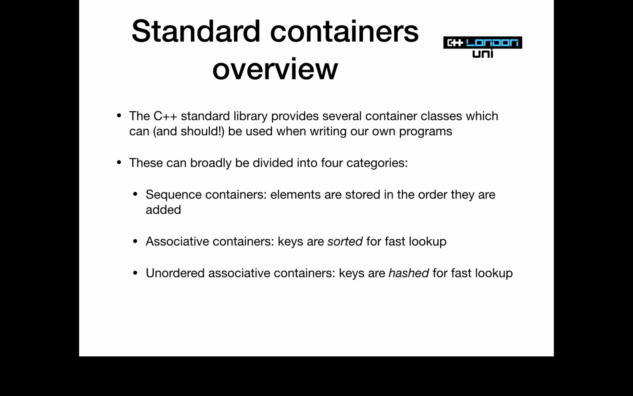Then we have what C++ calls the unordered associative containers. These are what in other languages get called hash maps and hash sets. So these are very similar to the associative containers. The interface is very similar, but the implementation is a bit different. They use hash functions, and there are slightly different trade-offs according to which operations are faster and which are slower.